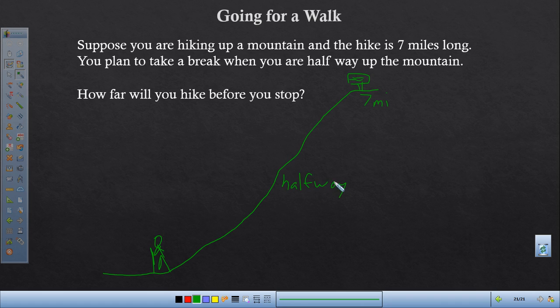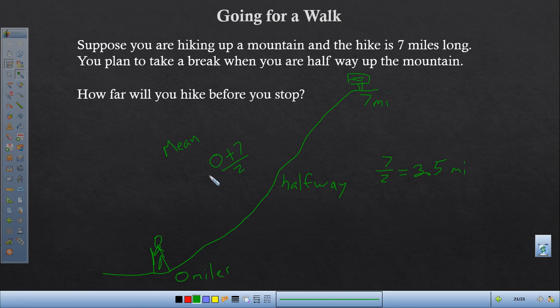Alright, so how do we figure out how far that is? Well, we divide by 2. So at about 3.5 miles, we're going to be about halfway up the mountain. But one thing you don't think about is that we're starting at 0 miles. So we could expand this idea just a little bit and say that I'm actually going halfway between 0 and 7. And to figure out what's halfway between two numbers, we actually want to add those numbers up and divide by 2. This is called a mean.